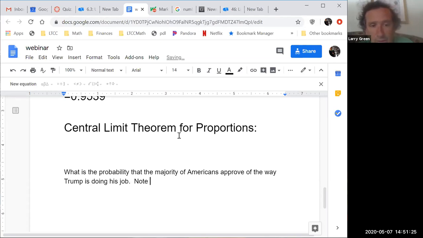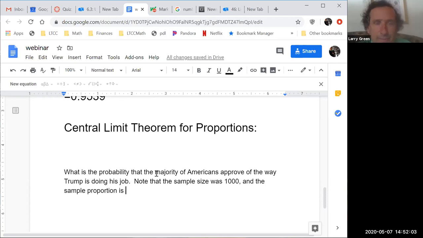Okay, and note that the sample size, I'm going to go with 1,000 because that's typical for them. It's probably not exactly 1,000, but it's probably pretty close. Is 1,000. And the sample proportion is 0.49.